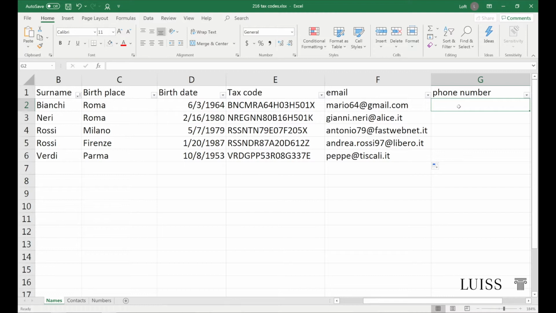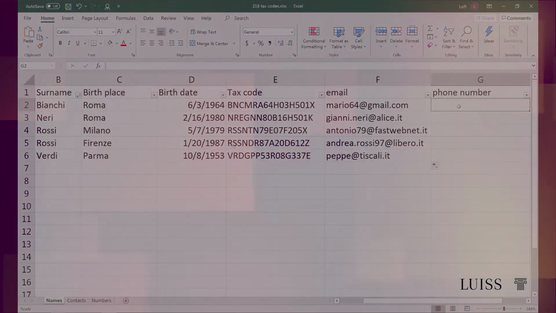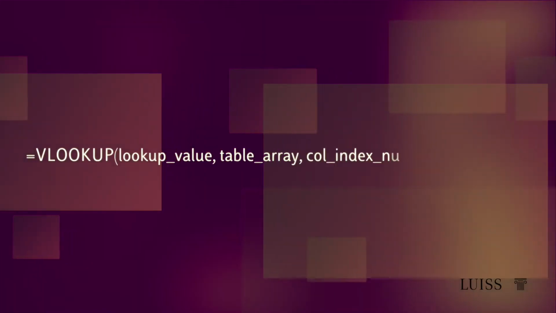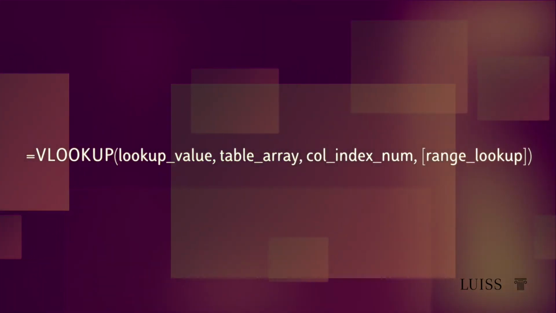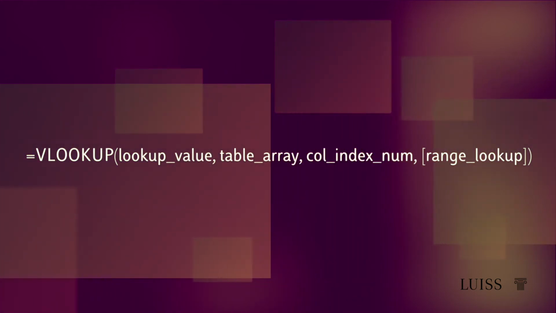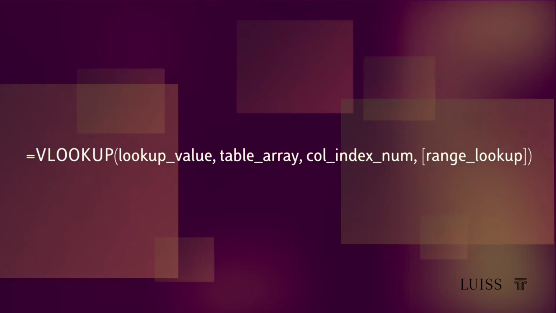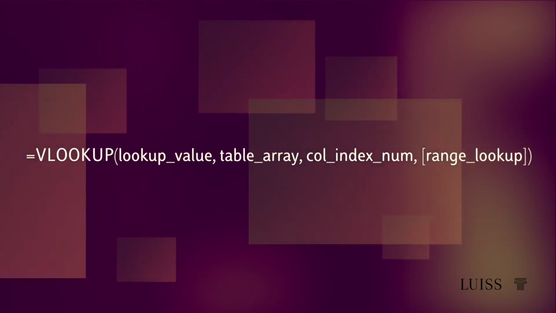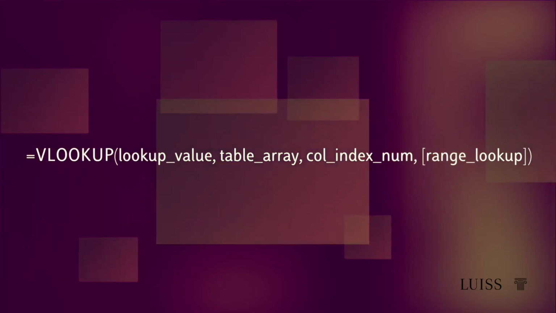By using the VLOOKUP command, it is therefore possible to search for a string of characters in a sheet or in a range of cells to show the contents of other columns of the row in which the string was found. The syntax for using the VLOOKUP function is =VLOOKUP(lookup_value, table_array, col_index_num, range_lookup).